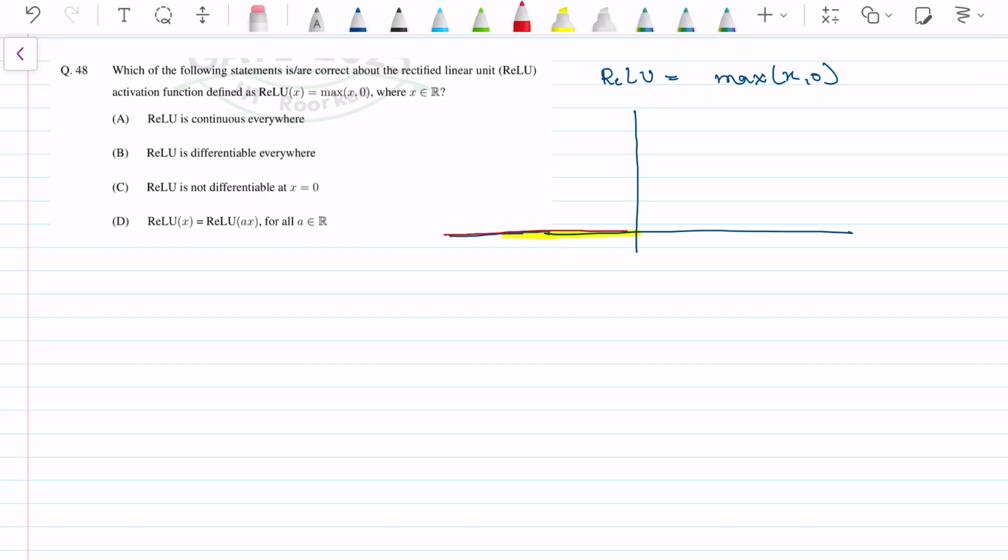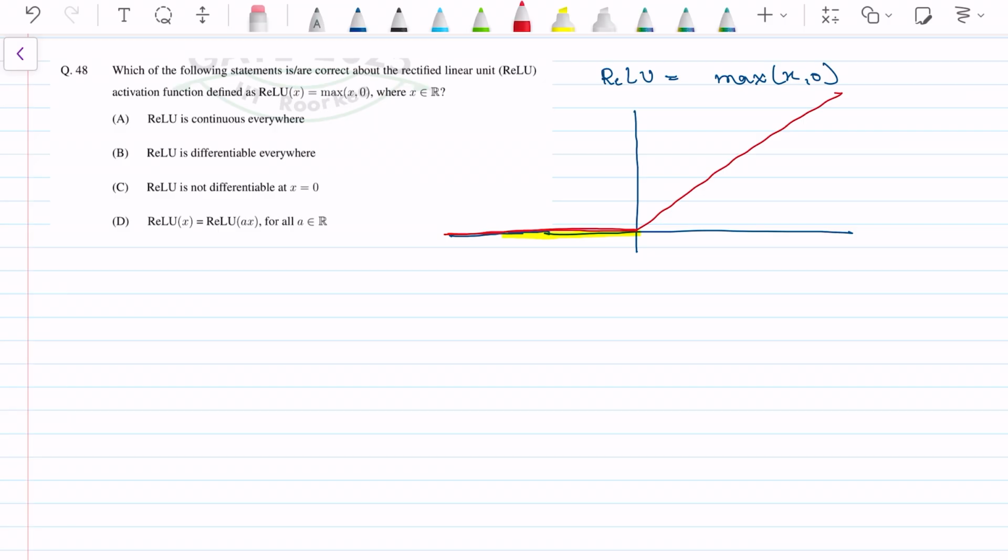For the values of x which are less than 0, the activation value would be 0. So that's the red line. And when we take the values of x which are greater than 0, the maximum would be x. So the ReLU function would be x. That is a straight line with a slope of 45 degrees. So this is how the ReLU activation function looks.